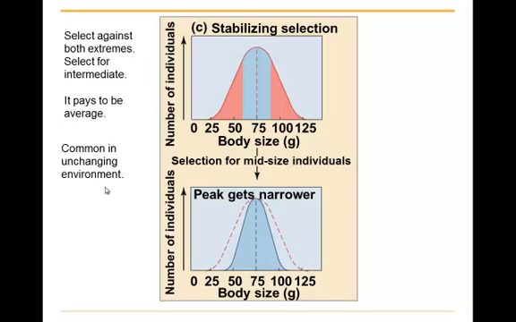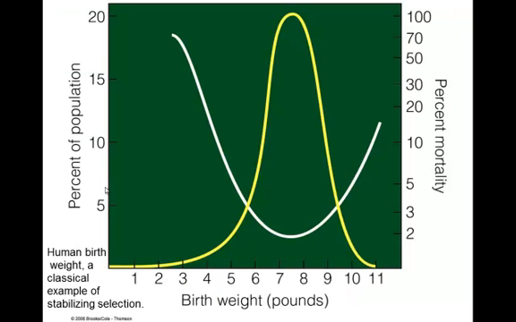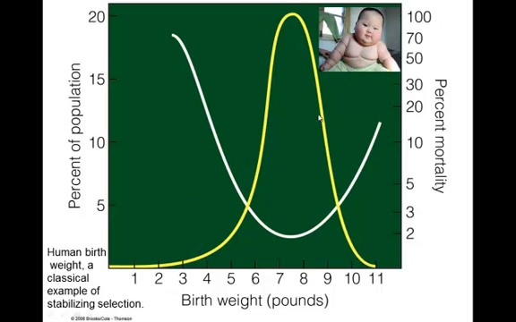A great example of stabilizing selection is human birth weight. And we can see that on this graph. The yellow line shows the average weight of babies at birth. The white line shows mortality. And so we can see if babies are really heavy, a really large baby like this little guy here, looks like a little sumo wrestler or something, then those extremes are selected against.